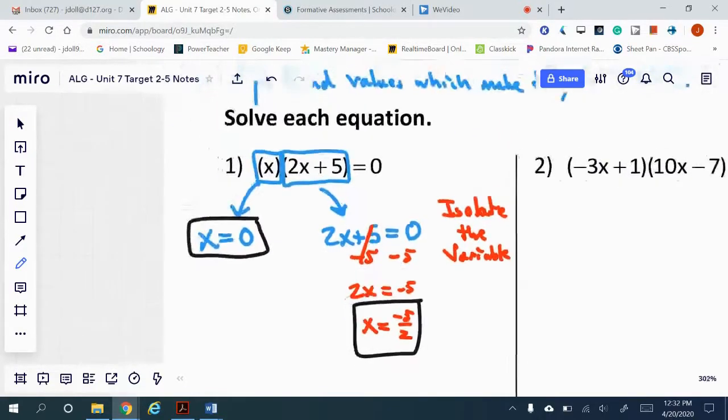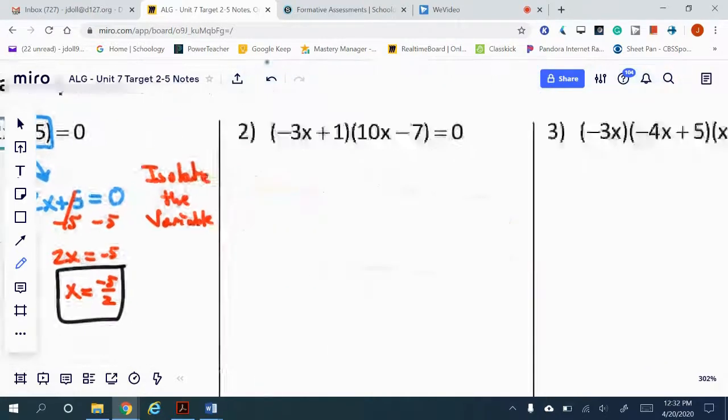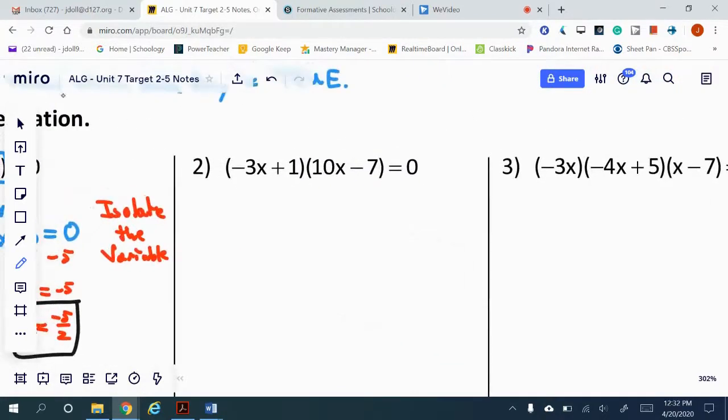So this equation is true in two different situations. The first situation is when x is equal to 0, this equation is true. When x equals negative 5 halves, this equation is true, making both of them solutions. This can happen with either equation. So I'm going to leave problem 2 alone, with two factors, and let you work on that and check your notes.